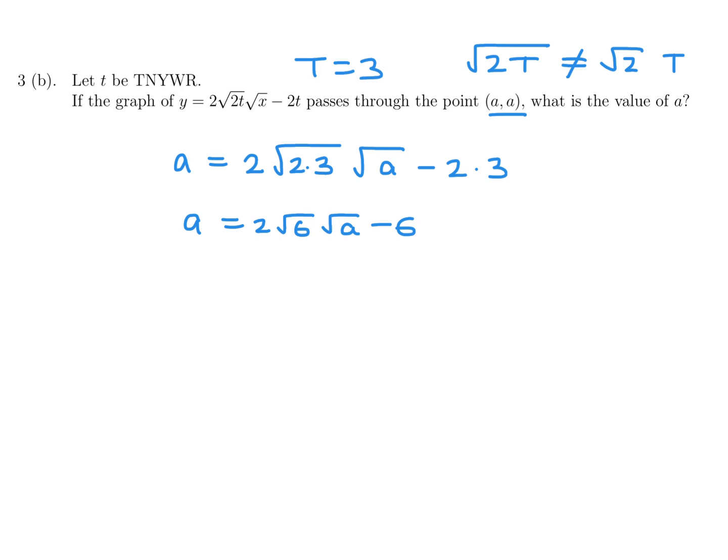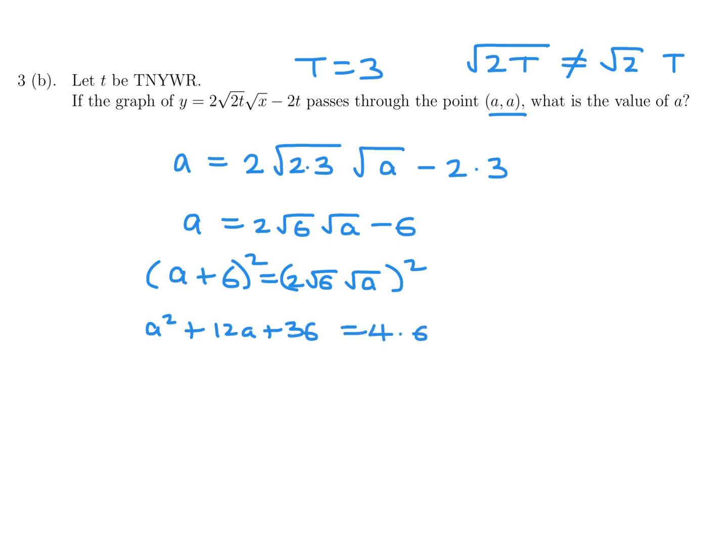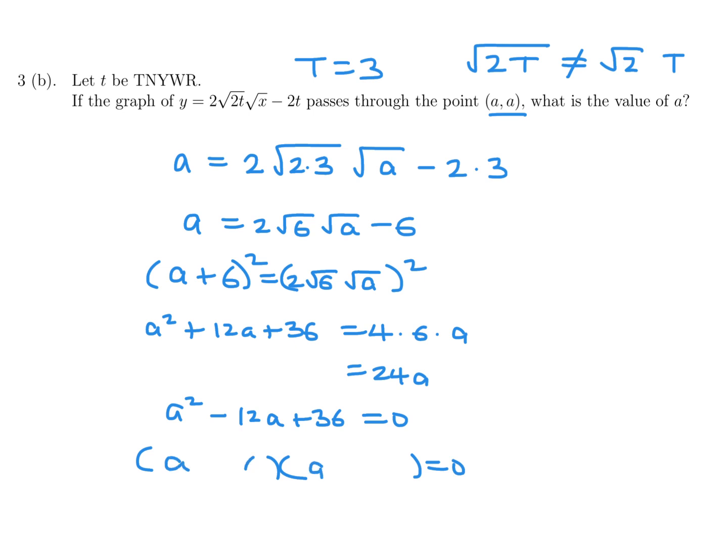And what do I do now? I guess to just bring it over, A plus 6 is 2 root 6 root A. And then I'll square both sides. And that will allow me to get rid of the radicals. So there'll be A squared plus 12A plus 36. And then this would be 4 times 6 times A. So that's 24A. And then if we brought it over, it would be A squared minus 12A plus 36 is 0. And I think this factors really nicely. So it'll be A, 6, and 6, negative, negative. So A is equal to 6.